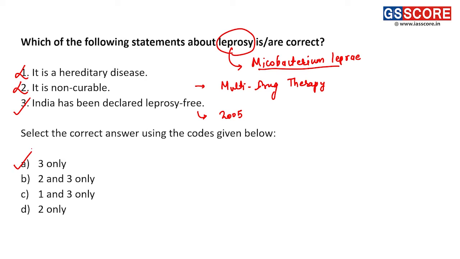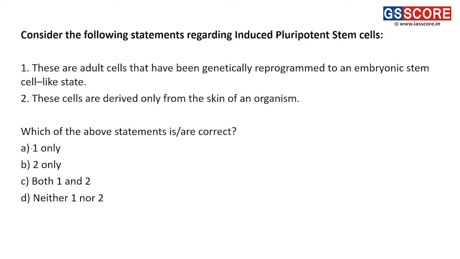Now next question is, consider the following statements regarding induced pluripotent stem cells. First of all, what are stem cells? Stem cells are undifferentiated cells that have the potential to become specialized cells.